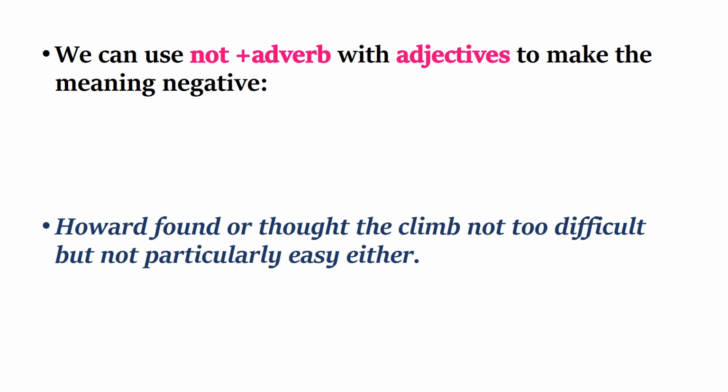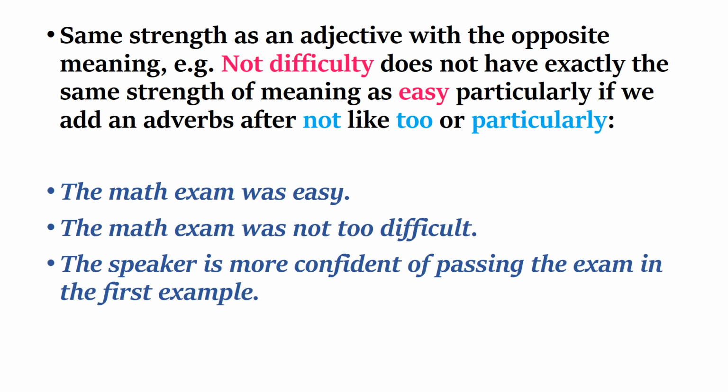We can use not plus an adverb with adjectives to make the meaning negative. For example, Howard found the climb not too difficult but not particularly easy either. Not plus an adjective does not have the same strength as an adjective with the opposite meaning. For example, not difficult does not have exactly the same strength of meaning as easy, particularly if we add an adverb after not, like too or particularly. Examples: the math exam was easy. The math exam was not too difficult. The speaker is more confident of passing the exam in the first example.